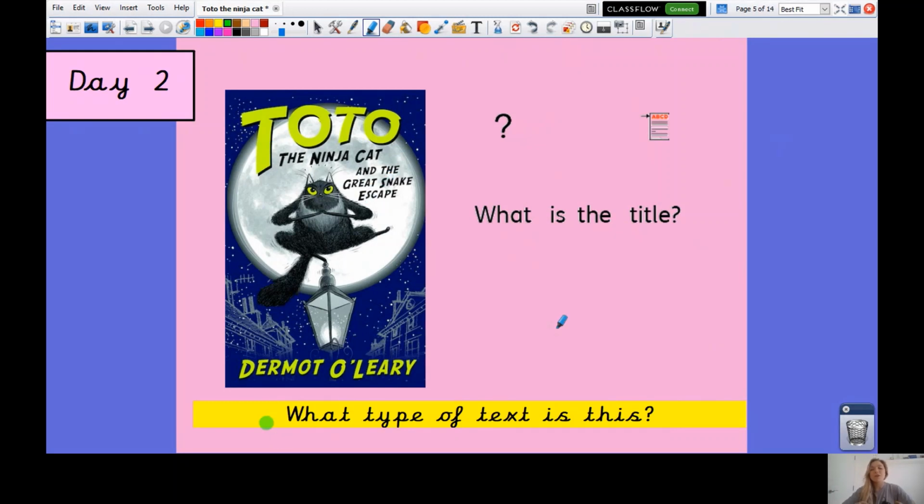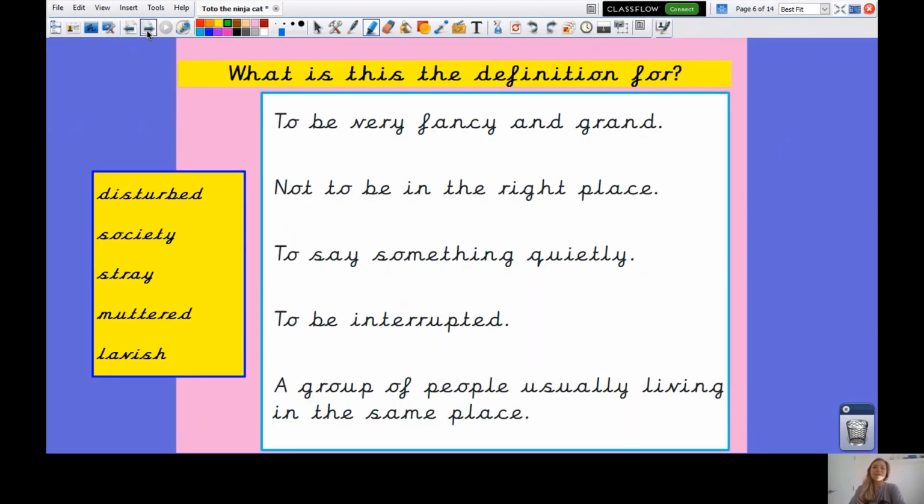My next question for you is, what type of text is this? As you know, we have fiction texts and non-fiction texts when we're doing our reading comprehension. What type of text is Toto the Ninja Cat? It is a fiction text. What makes it a fiction text? Well, it's a make-believe story. It's written up, it's not based on a real event, although how fun would it be if it was?